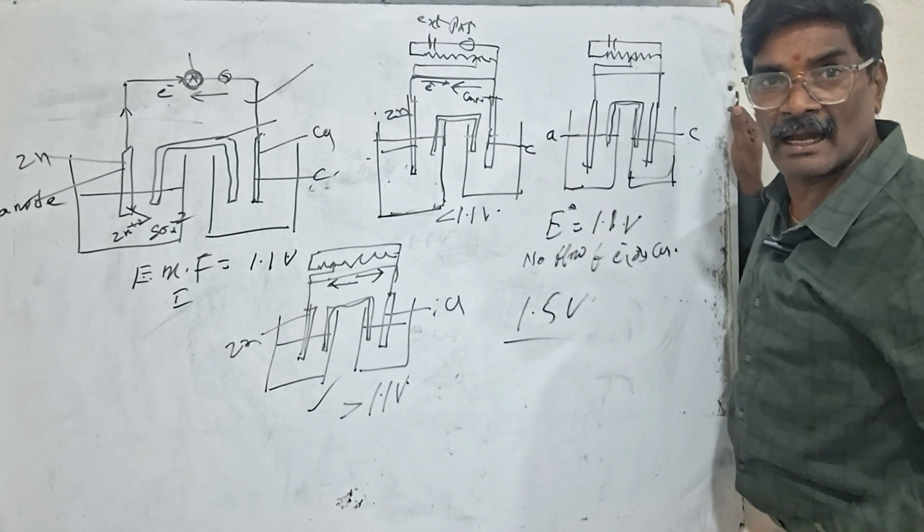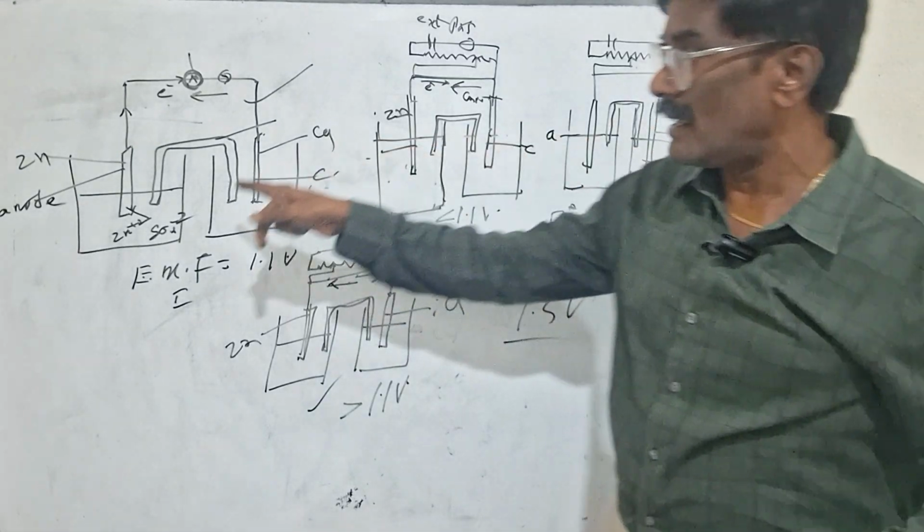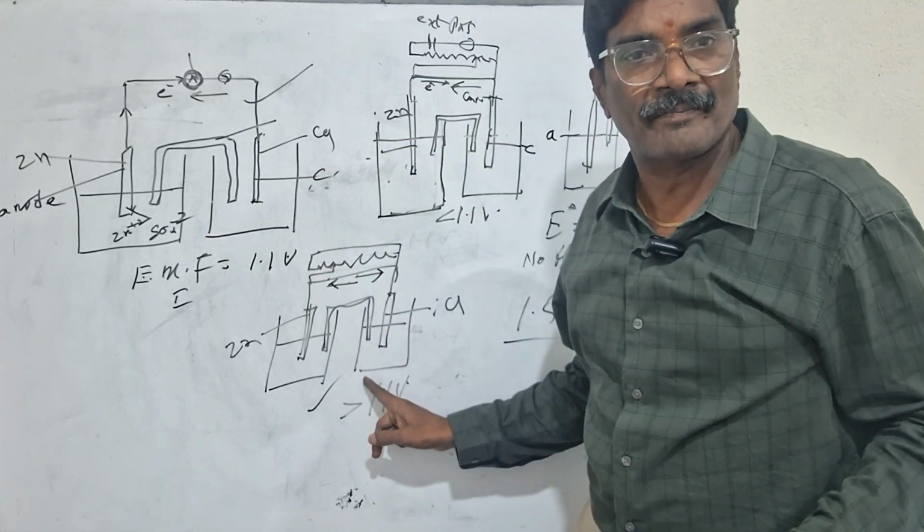So in this class, we have understood how to convert an electrochemical cell into an electrolytic cell.